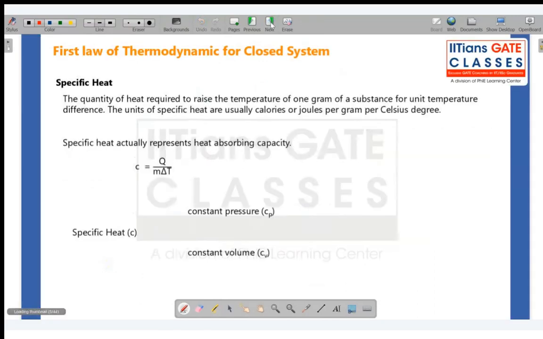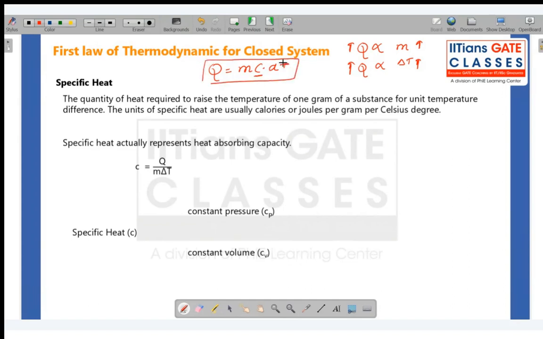Now, what is specific heat? Your main equation is Q is equal to mc dT. How did it come? We saw experimentally that Q is proportional to mass, and Q is also proportional to temperature difference. If mass is more, we need more heat for the same temperature difference. Or if temperature difference is more, then for the same mass, you are transferring more heat. So experimentally we have seen this, and then we added a proportionality constant C here. That is how we got this equation. Now, this is the defining equation for specific heat.